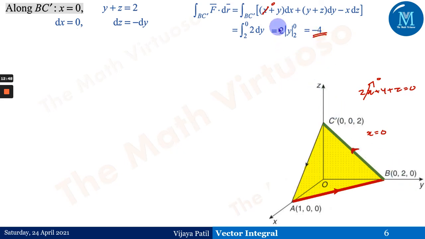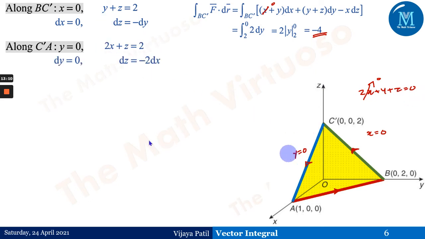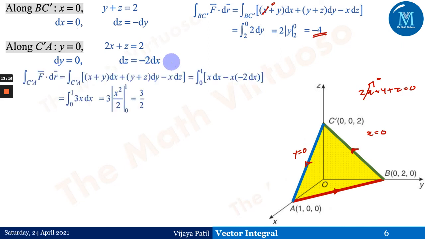Now the third part, that is along C dash A, that is here, C dash A, that is y is equals to 0. If this is so, then according to this particular equation, we'll be moving y to equals to 0, that is 2x plus z equals to 0 is the equation of this particular line. If that is the case, dy is equals to 0, dz equals to minus of 2 dx, and therefore this line integral will move as this.